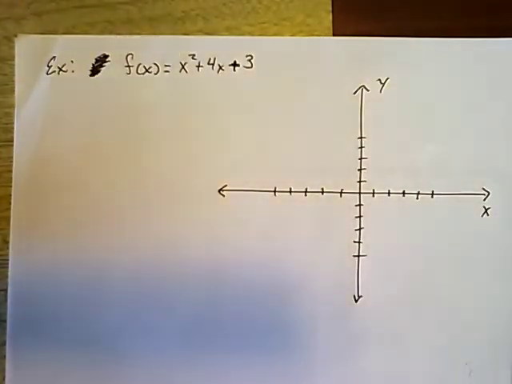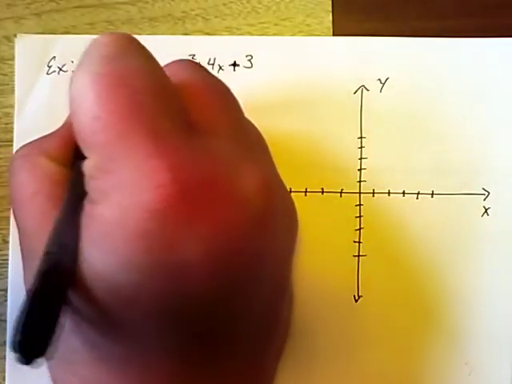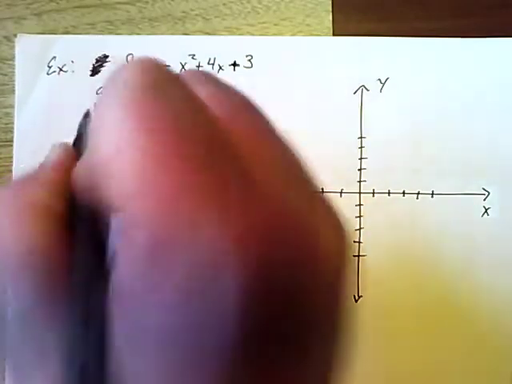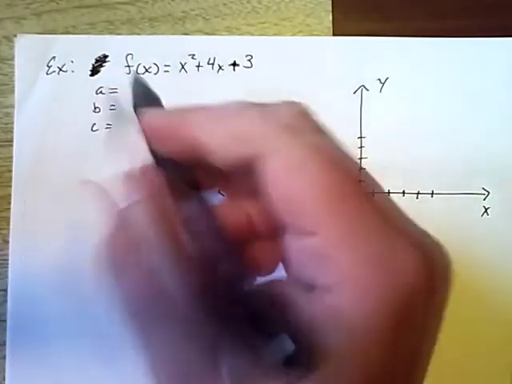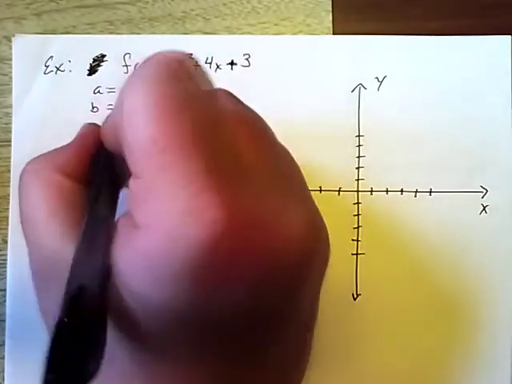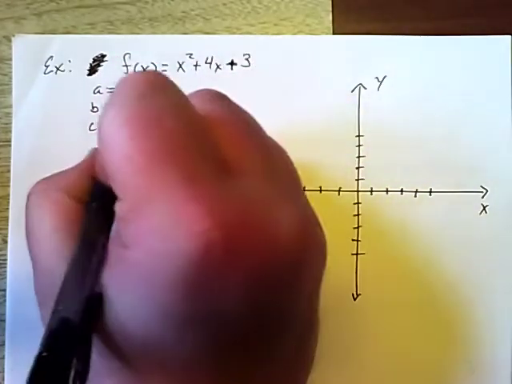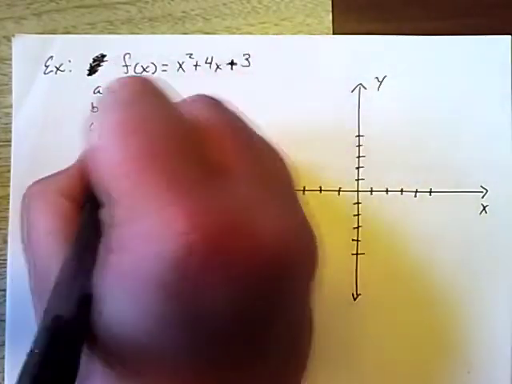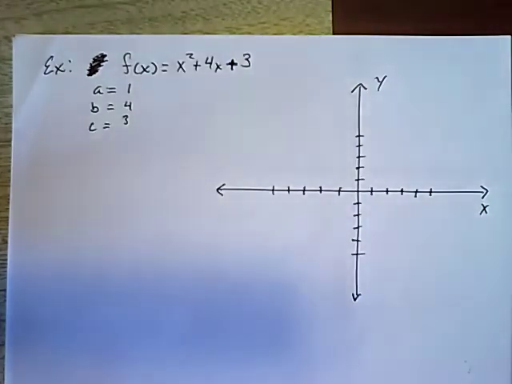The first example we have here is f of x equals x squared plus 4x plus 3. Just to help myself along, sometimes it's helpful to write your a, b, and c values. Here, a, the number in front of x squared, is just a 1. B is a 4. C is a 3. All right, so following our steps, the first step, again, we want to find the vertex.